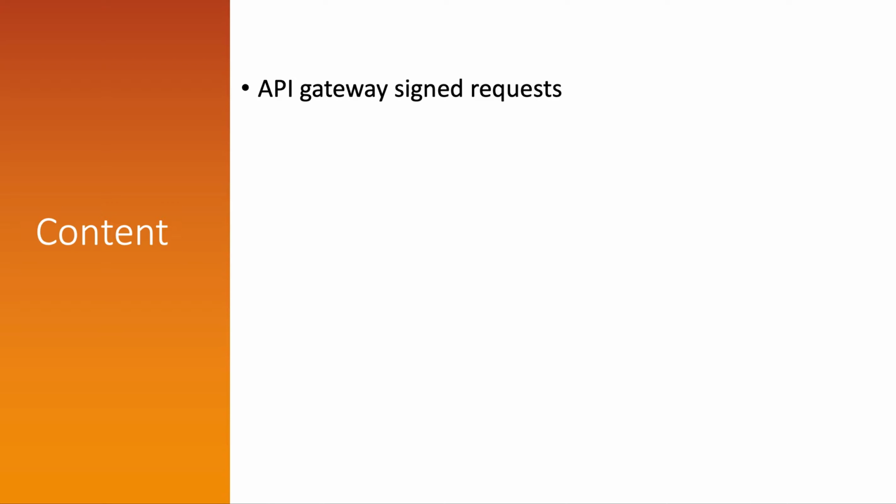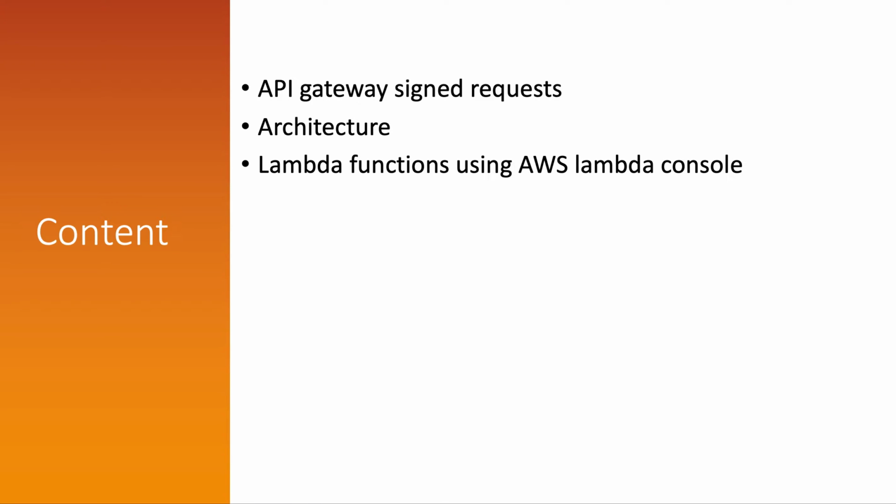I'll give a brief introduction, and then I'll give different kind of steps how to generate the signed API Gateway requests. Then I'll discuss the architecture of services which I will use in my demo, and I'll give a brief description of the application and the workflow which would be used for the SIGN API requests. Then I'll go to AWS Lambda console and create Lambda functions.